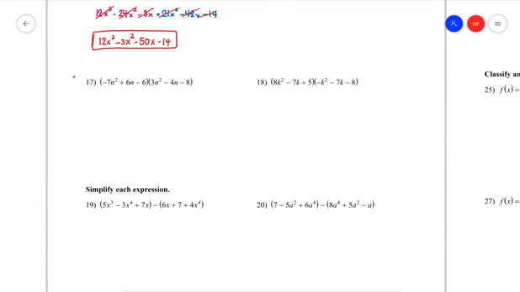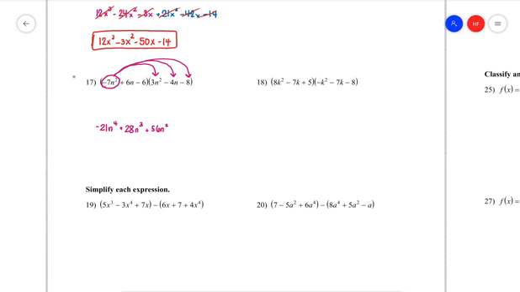Then on number 17, we've got 3 terms by 3 terms. So we're going to take this first term and multiply by all 3. So negative 7n squared times 3n squared, negative 21. Add those powers together, n to the 4th. Then negative 7n squared times negative 4n gives me a positive 28 n to the 3rd, we add their powers. Negative 7n squared times negative 8, positive 56n squared.